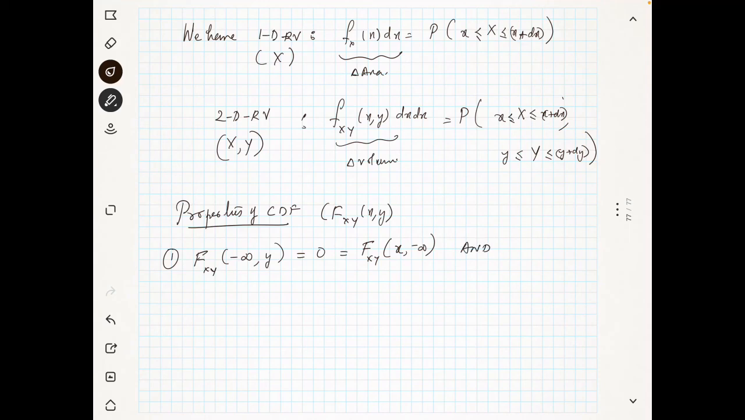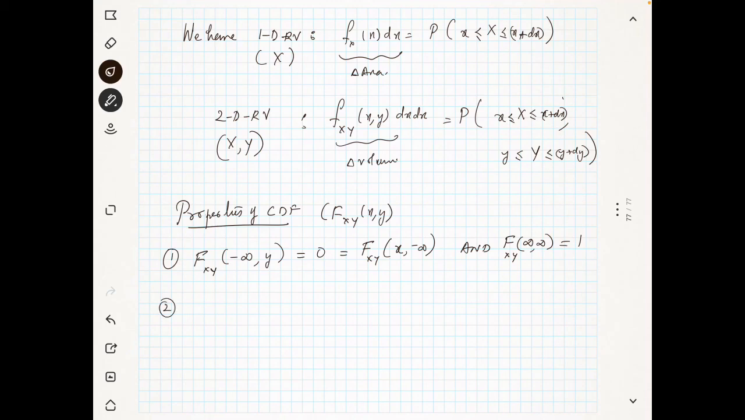If we talk about all infinity, that means x and y as infinity, I told you we always have 1, because we know F_X of infinity for the 1D random variable is 1. Similarly, if both are infinity here, it will be 1. So I'm not going to include it here anyway. So this is the first property.